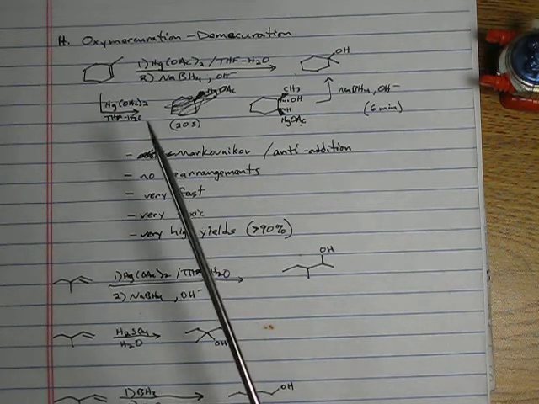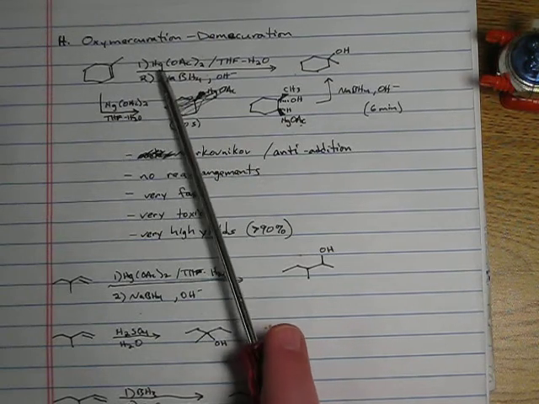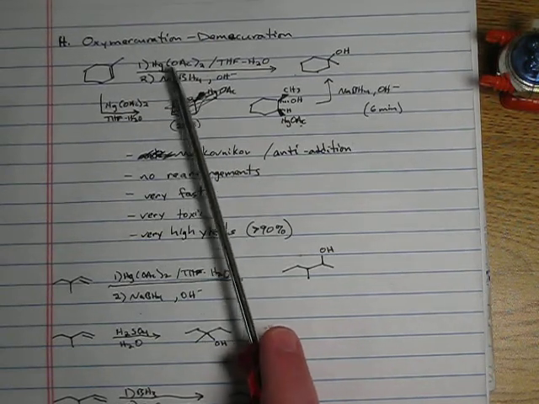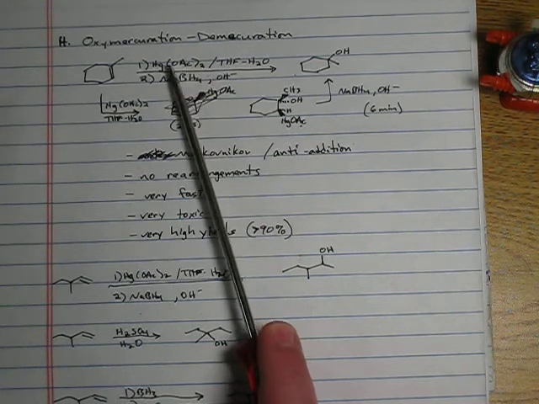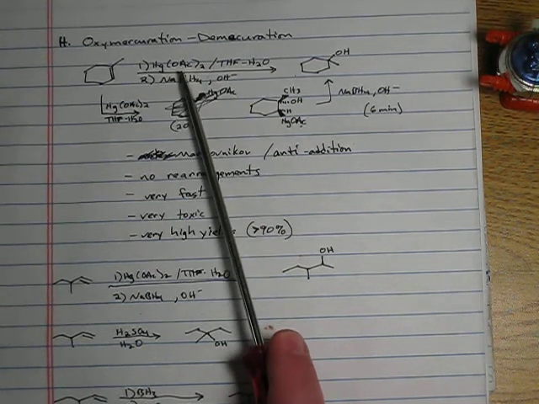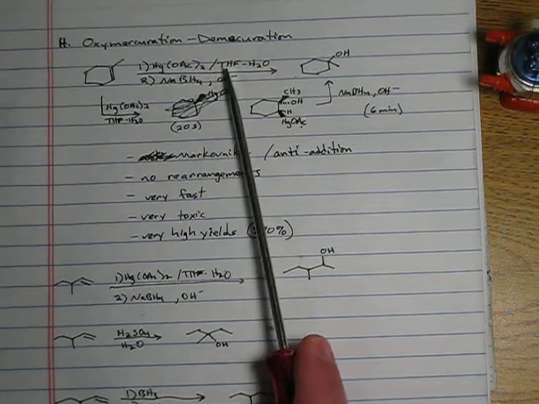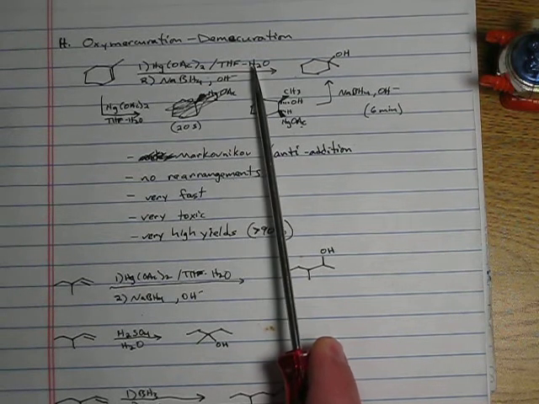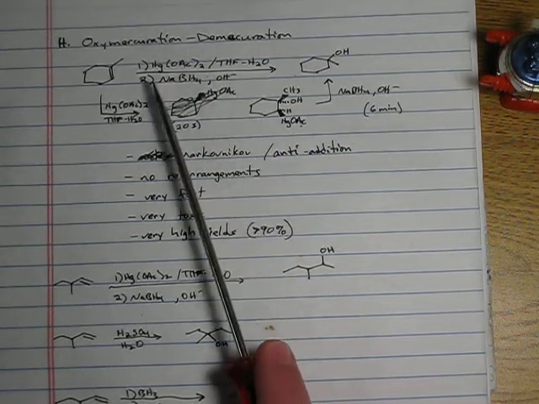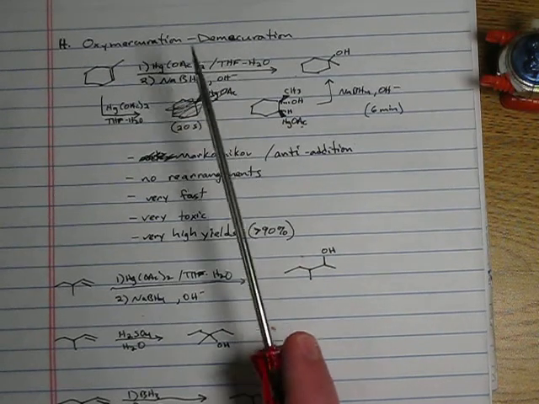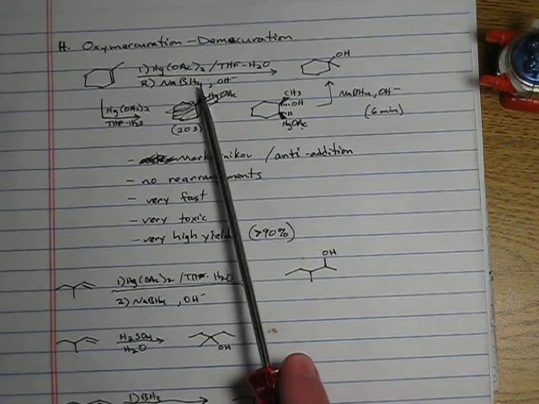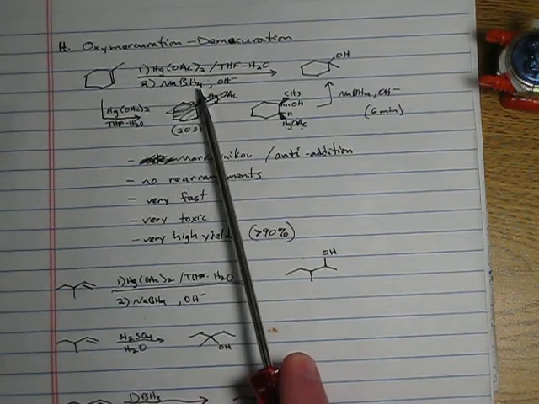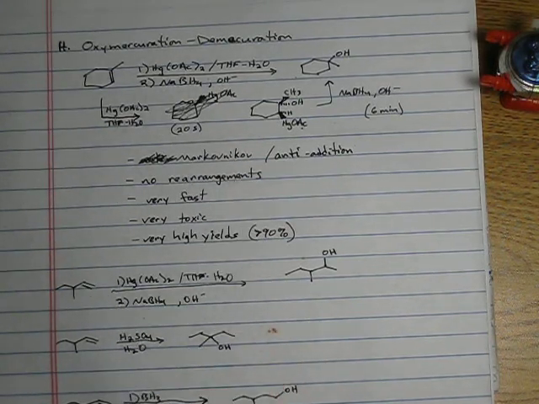And the process is one, oxymercuration. You take this mercury with OAc, that's acetate, OC double bond OCH3. A mercury 2+ with 2 acetates on it, in THF, tetrahydrofuran, with water. That's the first step, our oxymercuration. Then we do demercuration with sodium borohydride, NaBH4, and OH-.